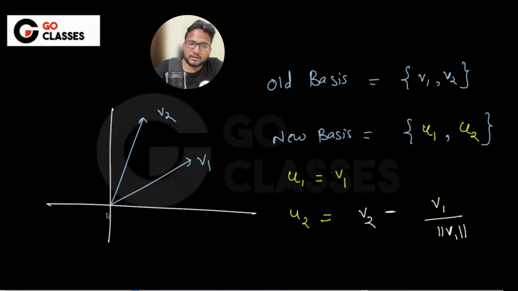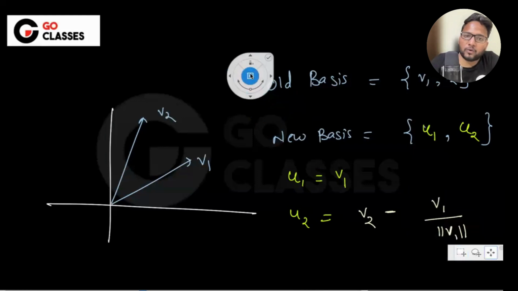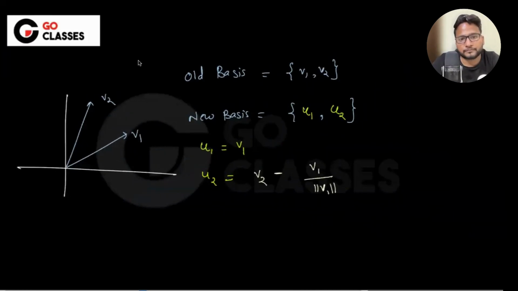Now the only thing that is remaining is how much I should be subtracting, right? How much I should be subtracting. This is the only thing which is remaining to discuss. And then finally you have your u2, right? Okay. So currently the only thing that we need to find out is how much we should be subtracting such that you have your u2.